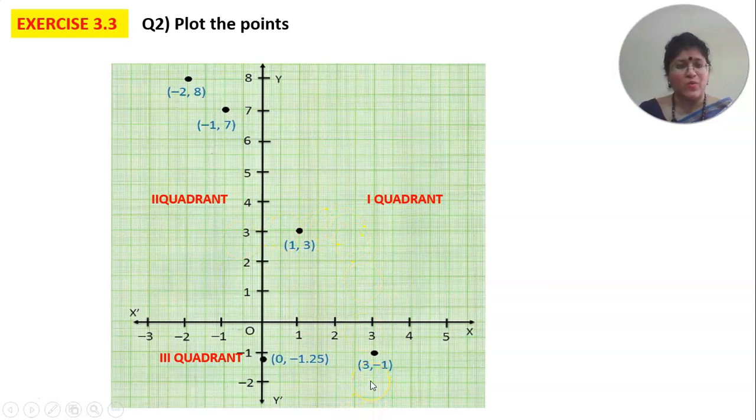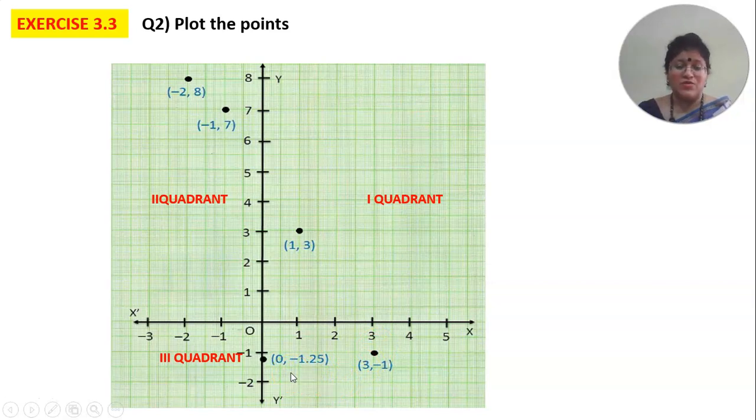Now 3 minus 1. 3 minus 1 means 3 is the x coordinate and -1 is the y coordinate. So the 3, -1 position is here. If you want, you can even draw a perpendicular line from here to here and from here to here.